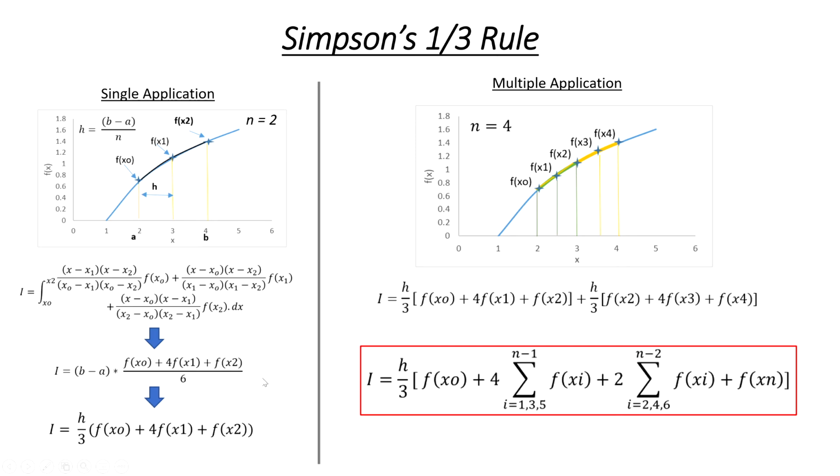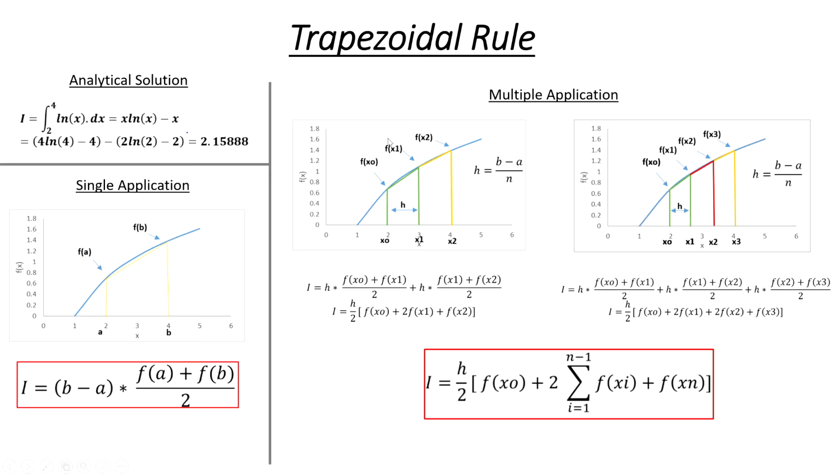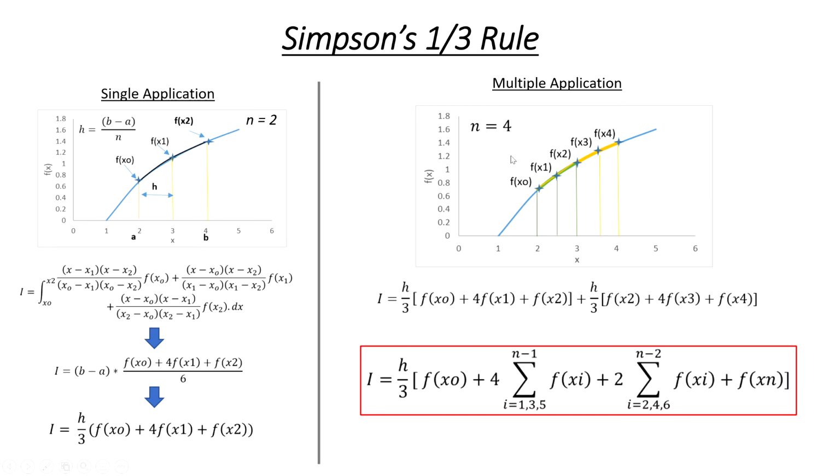Now, much like with the trapezoid, for us to get a better approximation for the trapezoid, we used a multiple application. We used multiple trapezoids under the area that we're interested in. And the same thing can be done for Simpson's 1/3. We can actually use multiple application Simpson's.